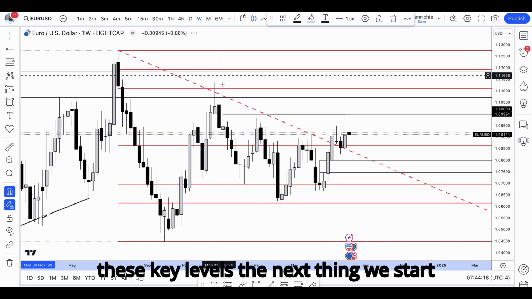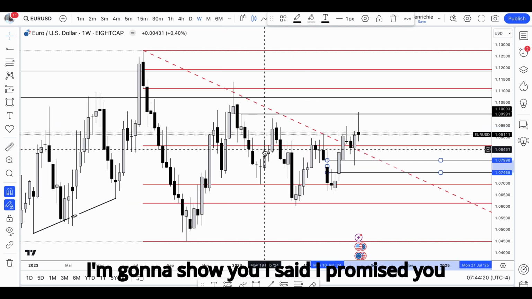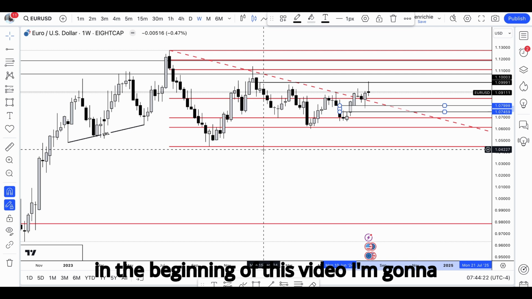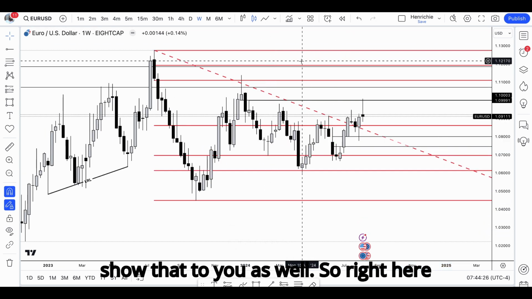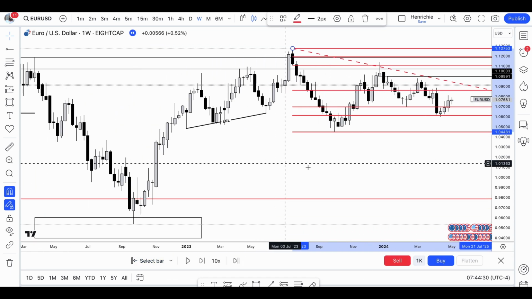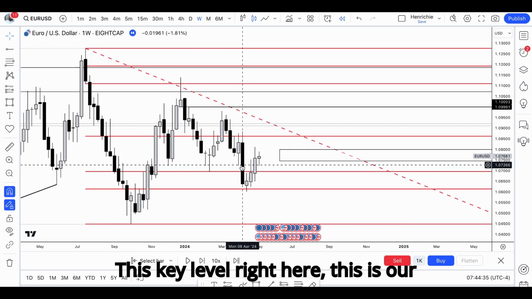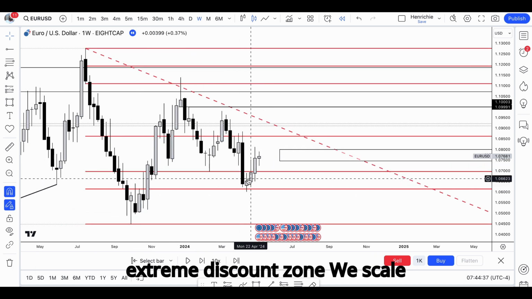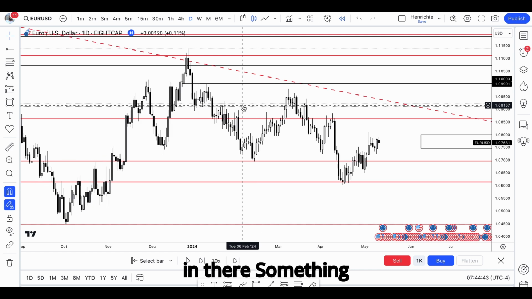The next thing, we start to scale down. I promised you in the beginning of this video, I'm going to show you how to get entries. I'm going to show that to you as well. So right here, this key level right here, this is our extreme discount zone. We scale down to daily. We want to see something in there.